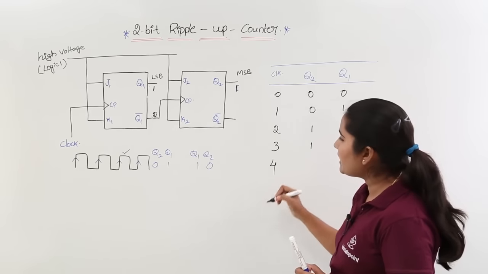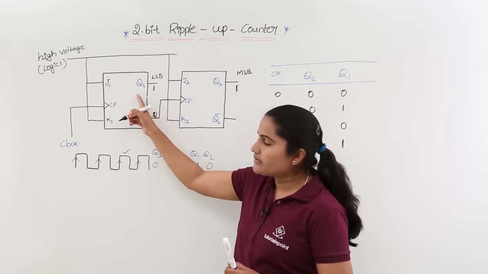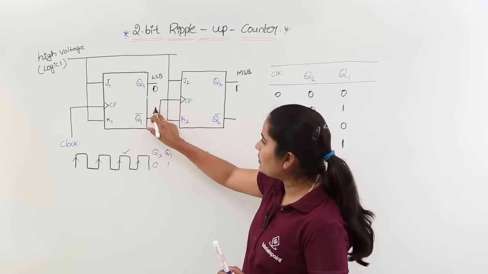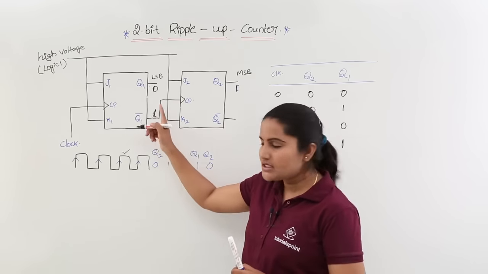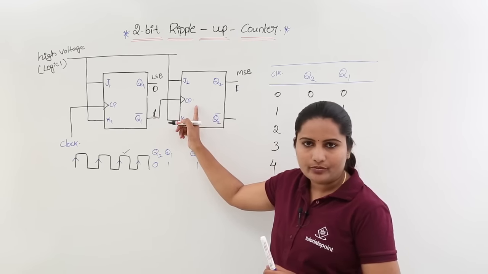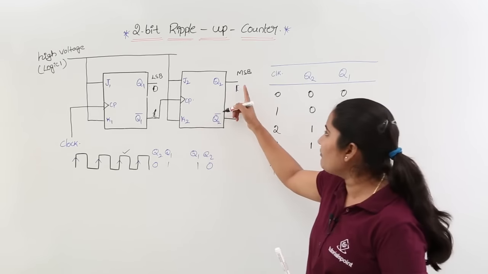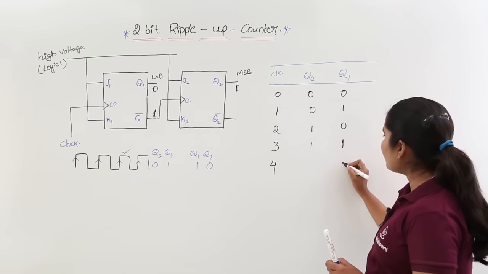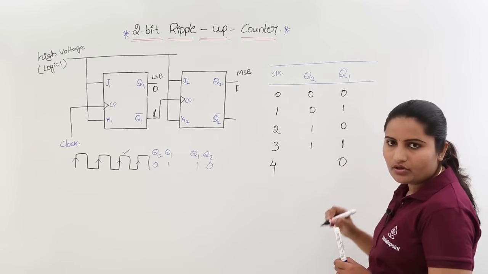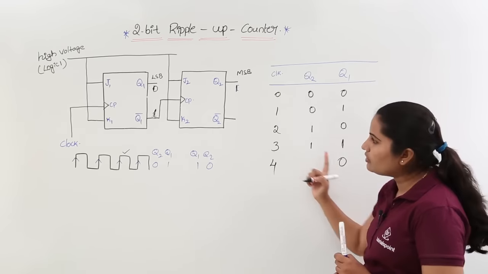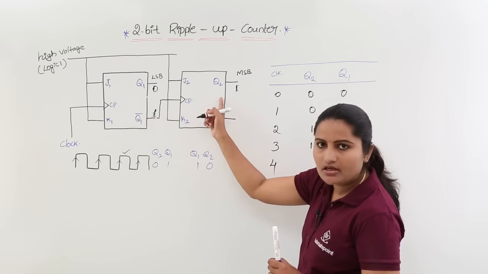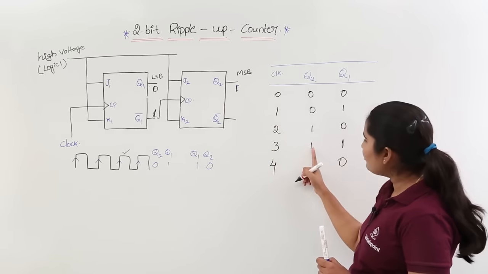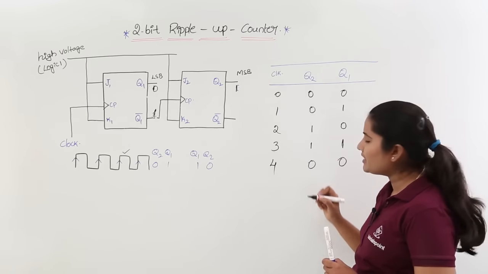Now for the fourth clock pulse, when the fourth rising edge came, again this flip-flop is going to toggle. That means it will toggle from 1 to 0. If this is 0, then here you are getting 1. This 1 is going to trigger the second flip-flop. If the second flip-flop is triggered, whatever value is there is going to toggle again. So for the fourth pulse, your Q1 value is going to toggle, that means 1 to 0. If this is 0, Q1 bar is 1. This is also going to trigger, that means it's going to toggle. So whatever the previous value was is going to toggle, and you are getting 0, 0.